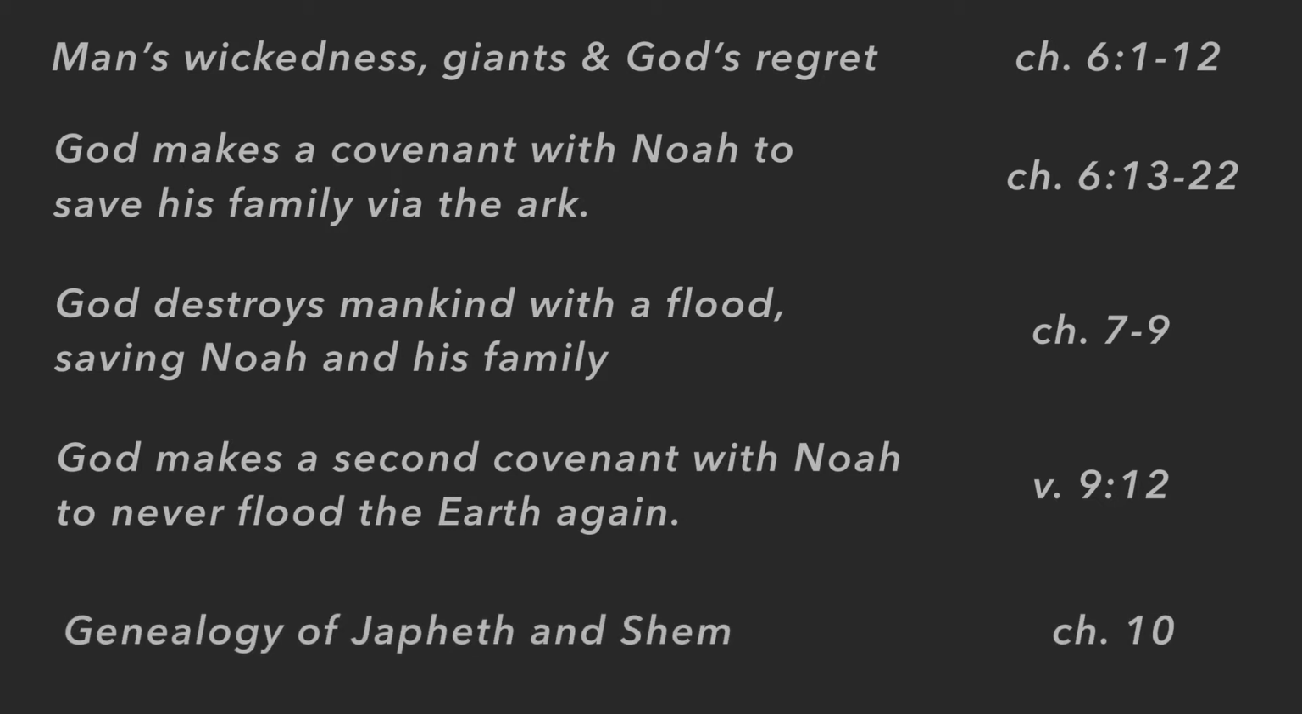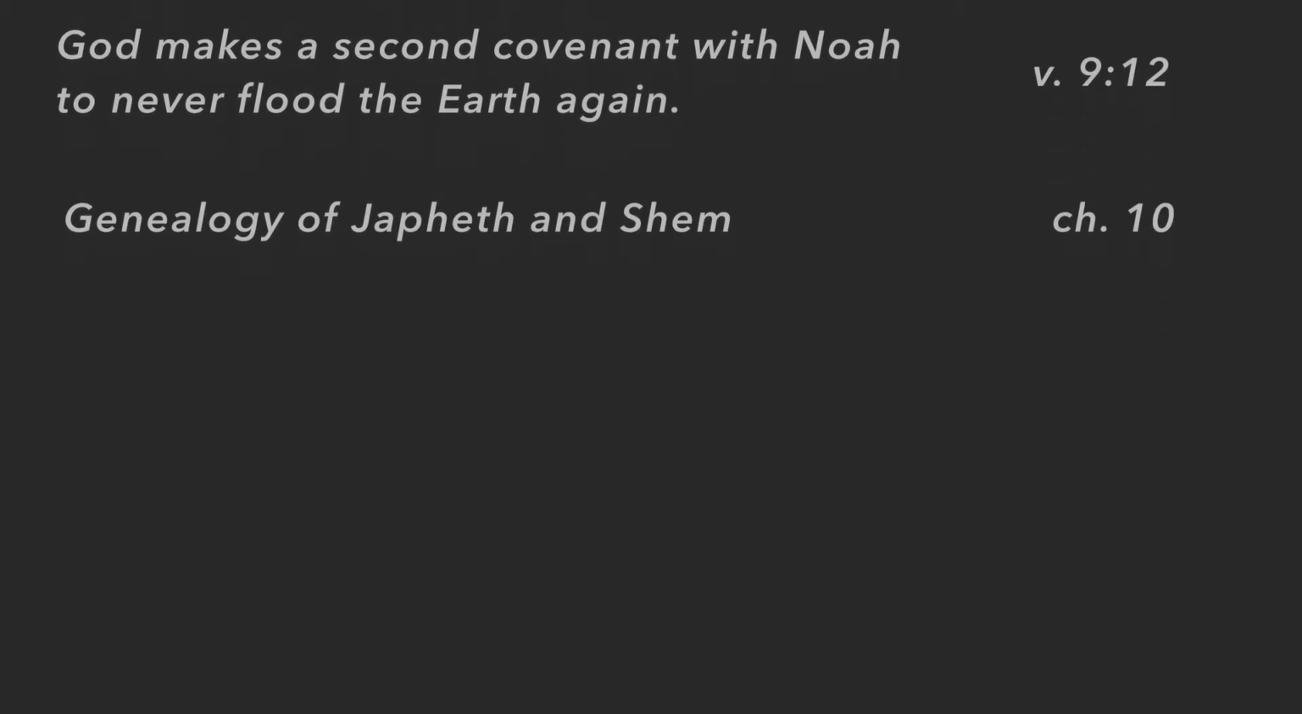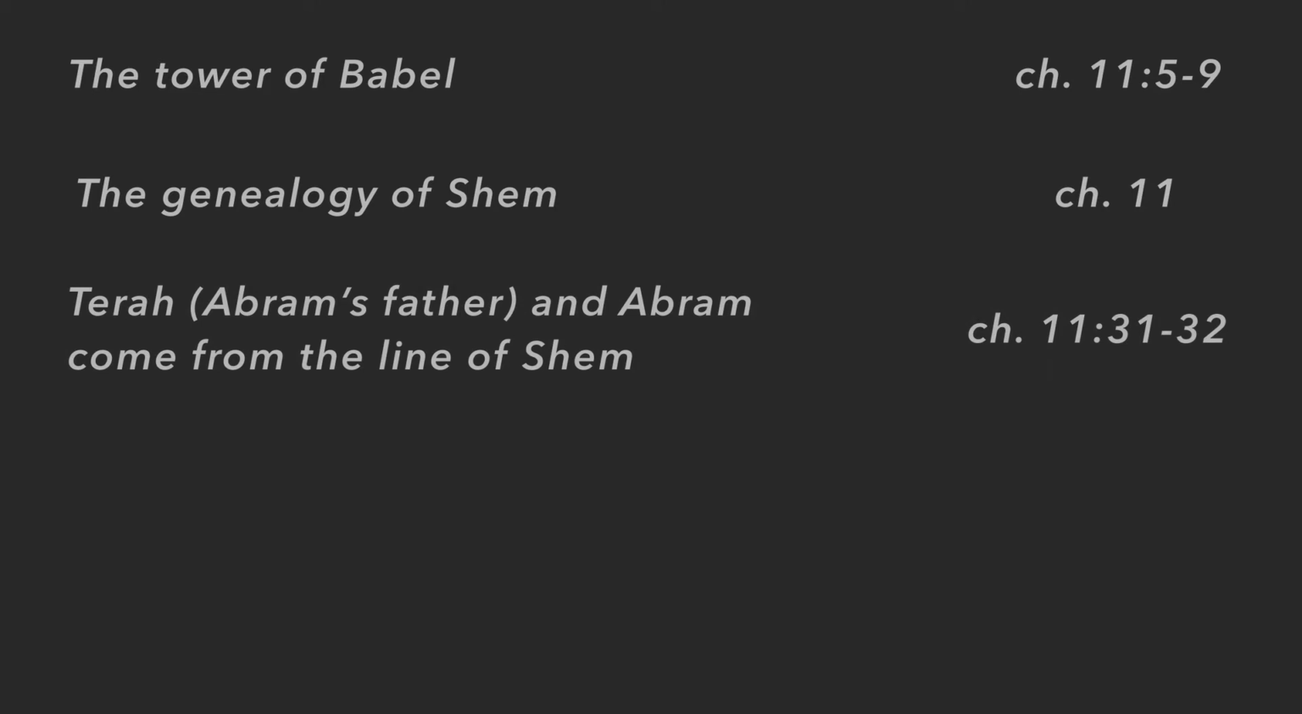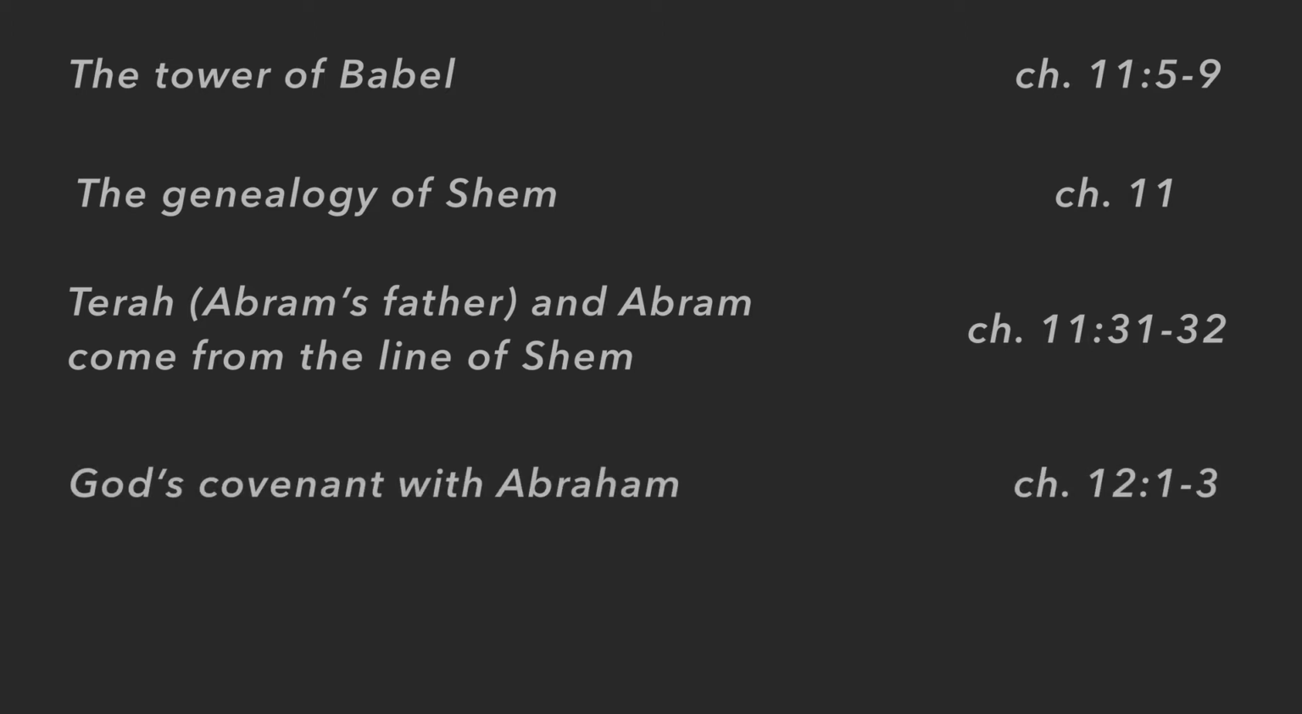After that, we see some genealogies of Noah's sons, Japheth and Shem, in chapter 10. We see the Tower of Babel event in chapter 11, verses 5 through 9. We see the genealogy of Shem in chapter 11, which is important because through that genealogy, we meet another significant character, which is Terah, who is the father of Abram, who later becomes Abraham. And then in chapter 12, we're going to look at one of the first really significant covenants of the Old Testament, and that is God's covenant with Abraham in chapter 12, verses 1 through 3.